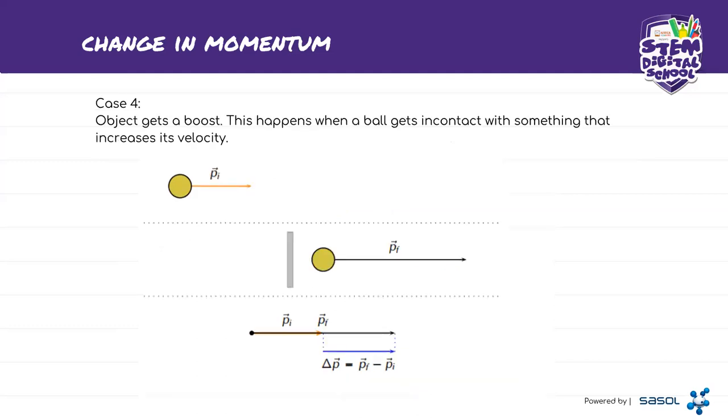So now we move on to the fourth case. The fourth case says that when an object gets a boost, this happens when a ball gets in contact with something that increases its velocity. An example of this is when you are playing squash. You're going to realize that usually there's a ball that's coming through, but you're going to hit it with your racket to the same direction.